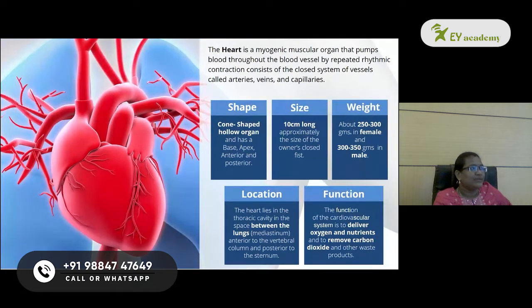Moving towards the weight, normally in females it is 250 to 300 grams, and in males it is 300 to 350 grams, which is the normal adult weight of the organ. As for the location, it is placed in your thoracic cavity. Anteriorly you have your sternum or chest bone, and posteriorly you have your spinal bones. Between the spinal bones and the sternum, the heart is present.